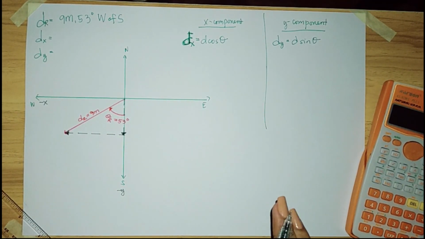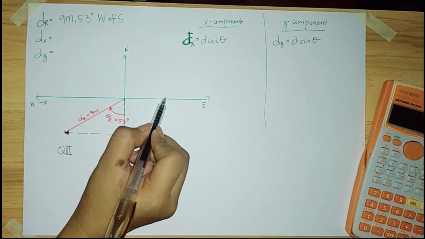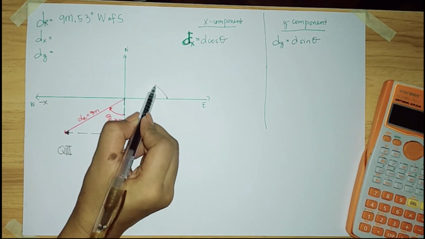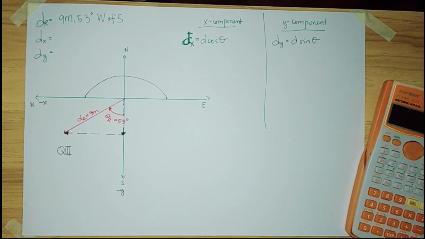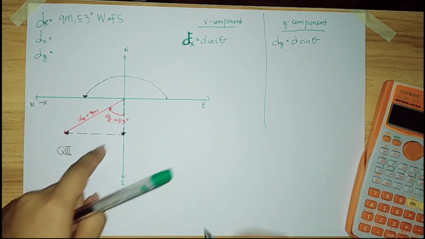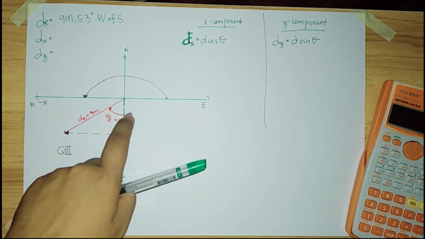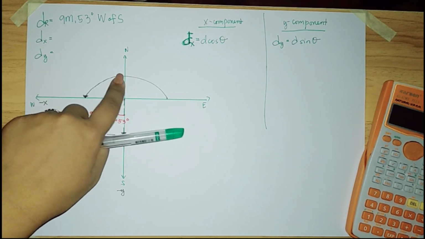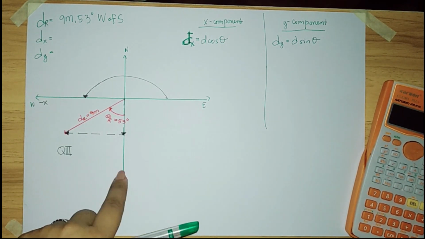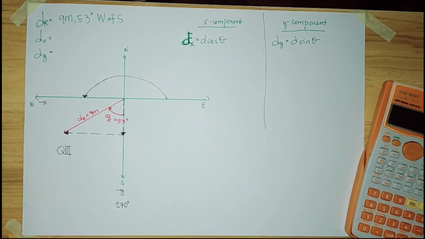Now, before we solve for our x and y components, let us take a look at our Cartesian plane. Take note that the vector is located in the third quadrant. Again, we're going to follow the counterclockwise direction. From east going to west, we have 180 degrees. Take note that we have no angle here. From east going to north is 90, going to west is 180, and going to south, following the counterclockwise direction, we have 270 degrees.